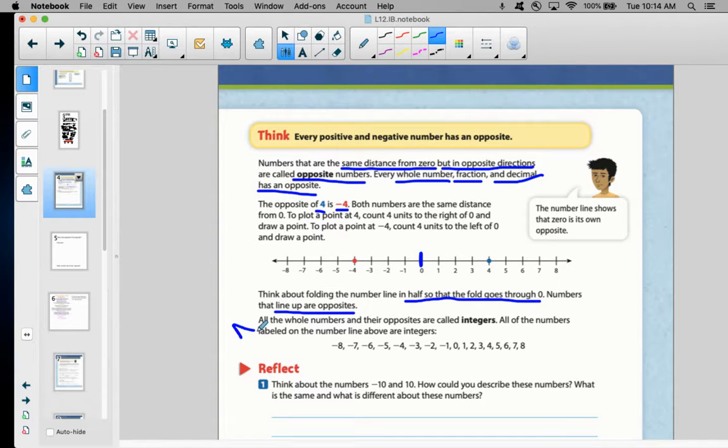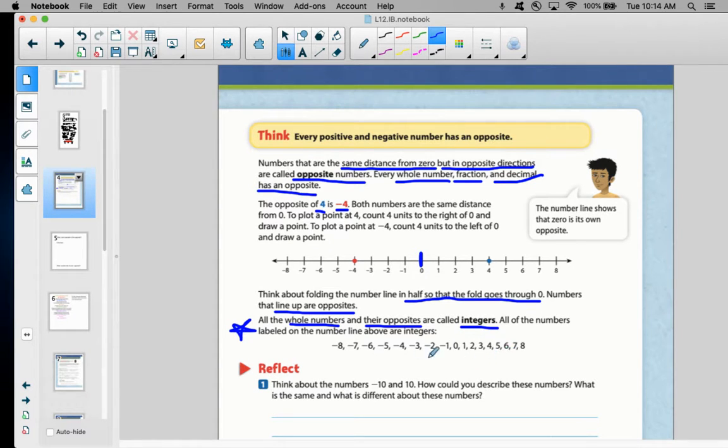Our last vocabulary word is really an important one. We're going to be referring to whole numbers and their opposites as integers. It's a special vocabulary word that's just talking about the whole numbers. So 1.5 is not a whole number, so that is not an integer, but it does have an opposite, -1.5. We'll deal more with that tomorrow.